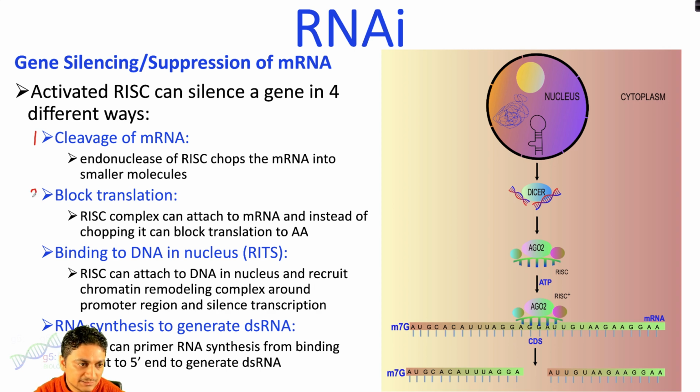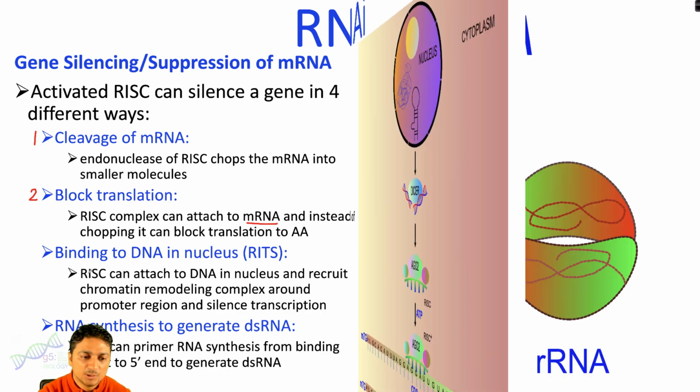And the second way: in the second way, it will block the translation. The RISC complex will attach to the mRNA molecule, and instead of chopping the molecule into smaller pieces, it can block the translation of mRNA to amino acids and stop the formation of protein.